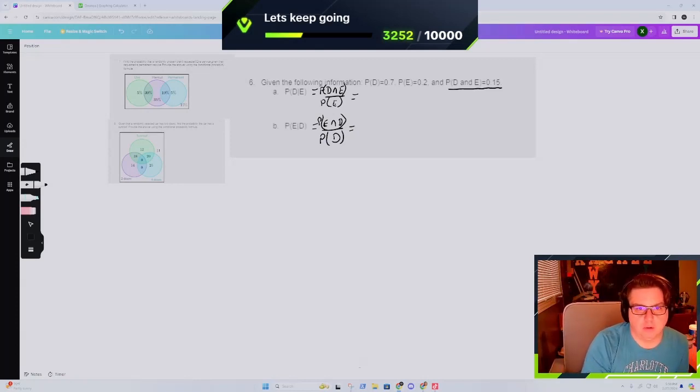Another kind of typical probability thing that they do. So D and E is 0.15 over the probability of E, which is 0.2. Now, remember, this is the probability of D given E, okay? That's totally different than E given D, because look what happens. We still have a 0.15 on top, but what is the probability of D? That's 0.7. So those are going to be 2 different answers.